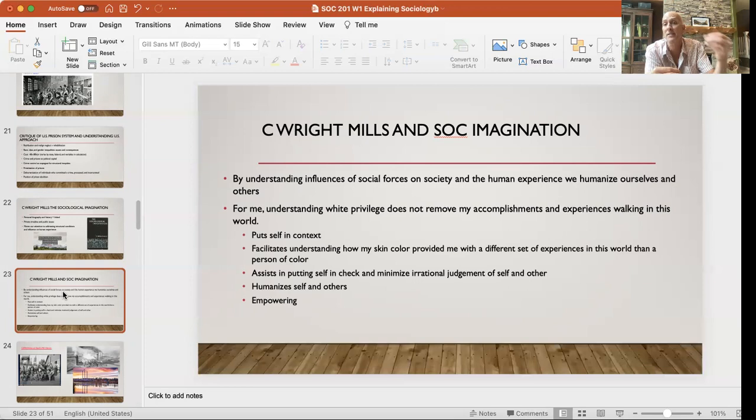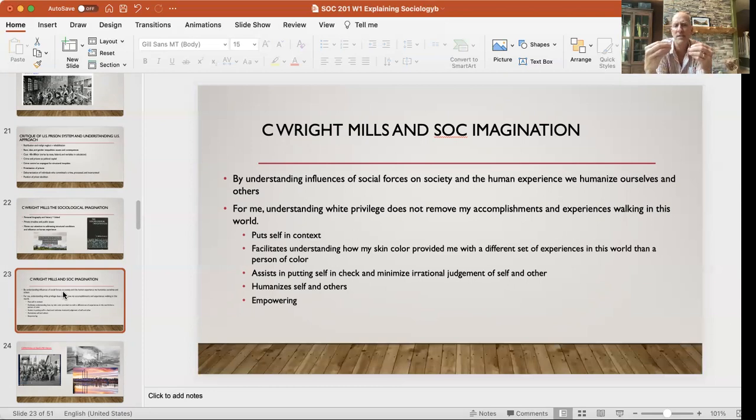It puts my experiences in perspective. So it puts myself in a context. It facilitates understanding how one's racial identity shapes their experience in the world itself. And for myself, not only do I understand the advantages of my experience of being a white person in the world, but then I can start to engage and start thinking about individuals of color and how our experiences may be different. In some ways, that helps to humanize all of us.